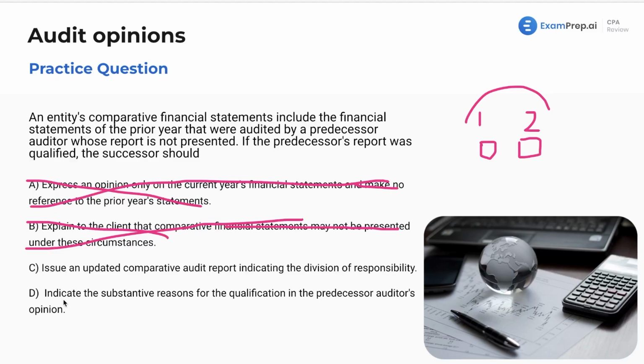But letter D, indicate the substantive reasons for the qualification in the predecessor auditor's opinion, right? So us as the successor auditors for year 2, we are indicating the substantive reasons, the significant reasons, the reasons for the qualification. So we're basically just highlighting, because that's going to be out there. The predecessor auditor's opinion on year 1 is going to be out there. I mean, that report is now in the hands of the client. So us as the year 2 auditor, we're going to take that report, essentially highlight those reasons, and make note of that in the comparative report overall for the investor.